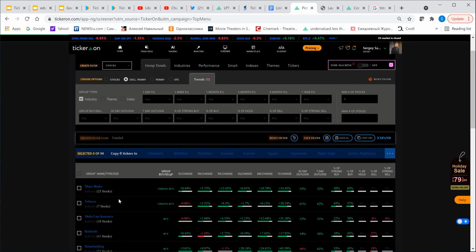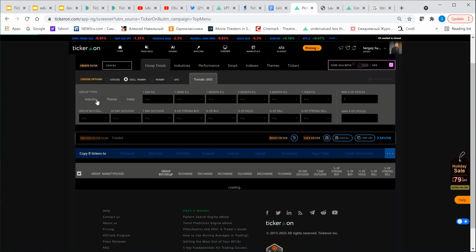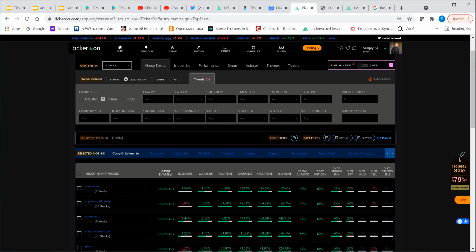So I change here. Now we have, let's say, major banks, strong buy. You see what you have here, percentage of the strong buys, 30%, buys 65%. It's pretty much no sale. So what it means is major banks as an industry was ranked as a strong buy. That means the entire industry is moving up. It is interesting that we discovered some other themes which are not necessarily industries, okay?